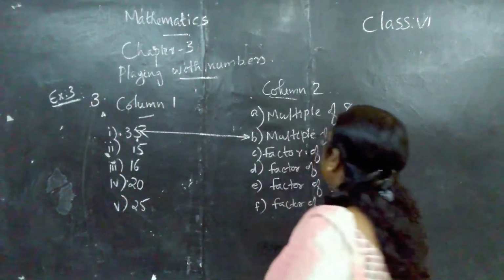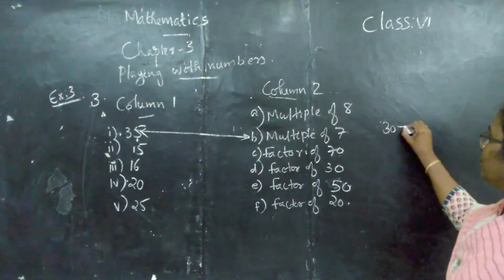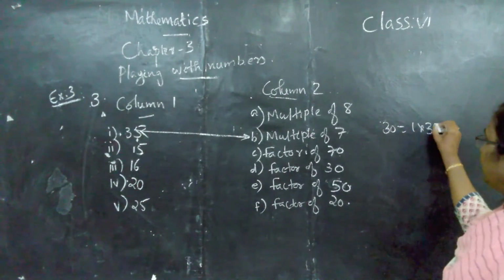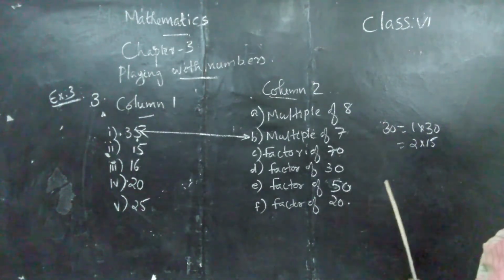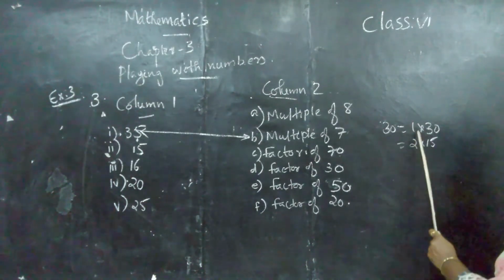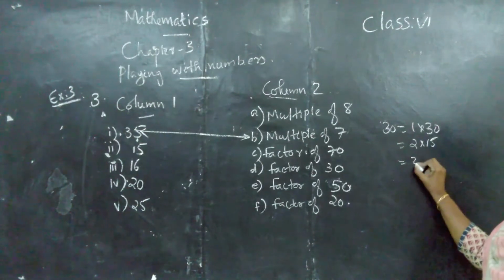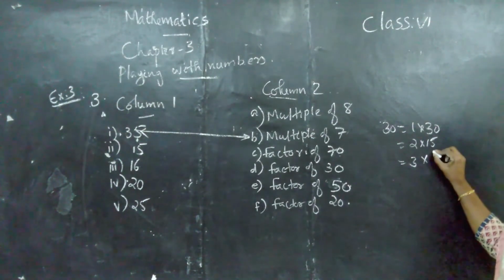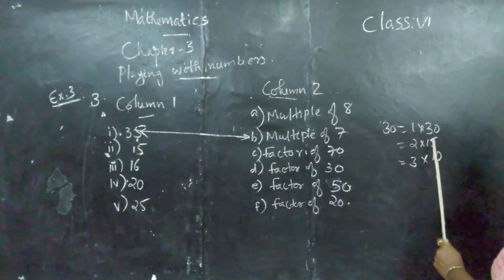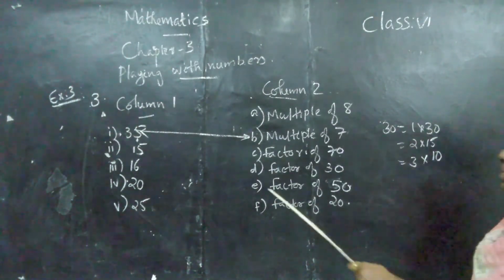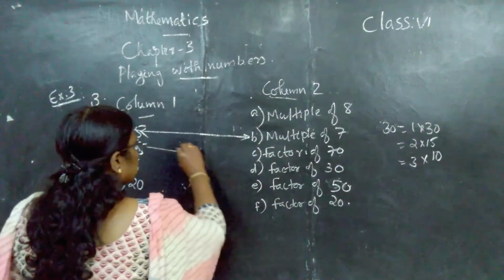Factors of 30. 30 equals 1 into 30 equals 2 into 15. So, factors of 30 are 1, 2, 15, 30. It can also be written as 3 into 10. So, 1, 2, 3, 10, 15, 30 are the factors. Therefore, 15 is a factor of 30.